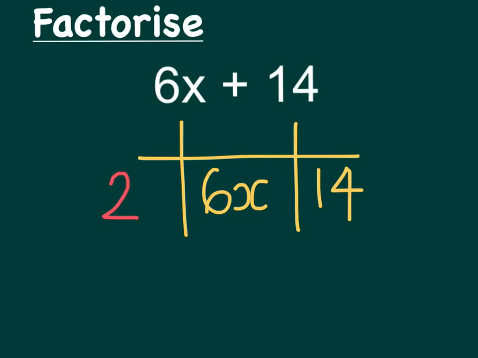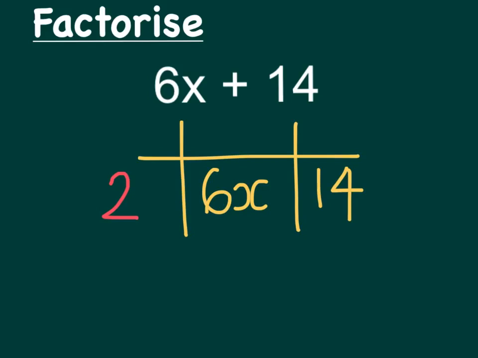Now we're going to look at the letters. We've got x here, so x is a factor of this term, but there are no x's here, so we cannot bring the x's out and write them here. Although x is a factor of this term, we do not have any x's here, so we can't bring the x's out.